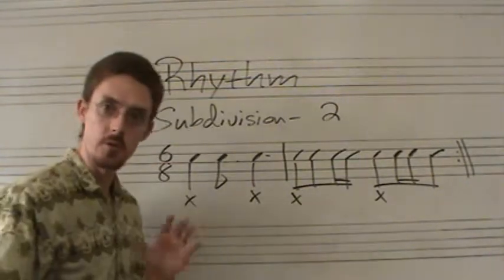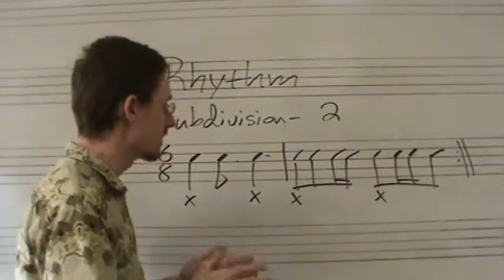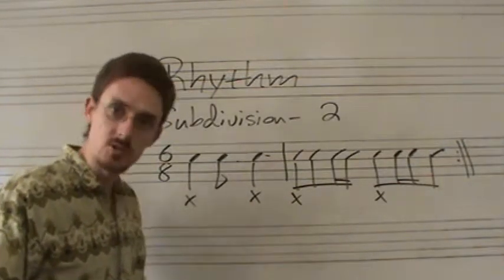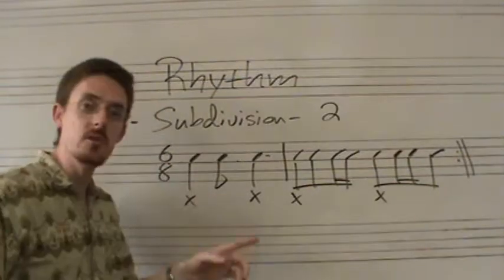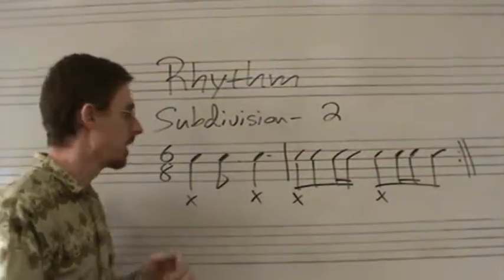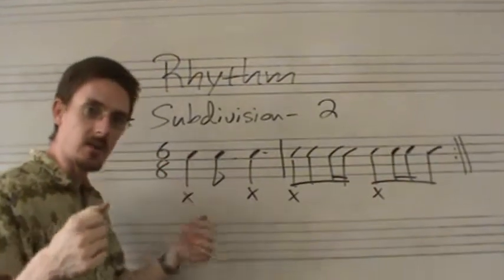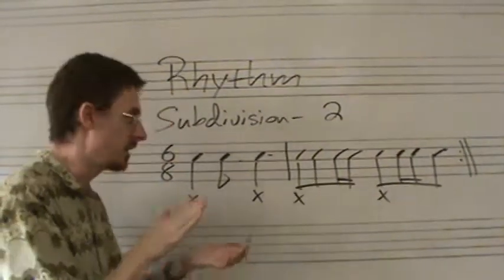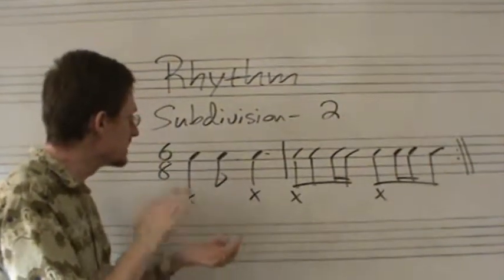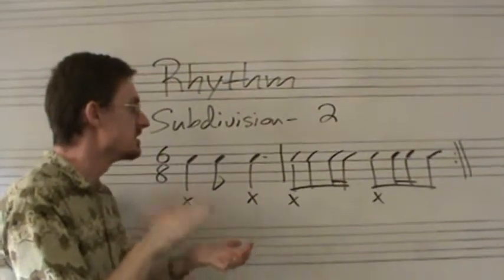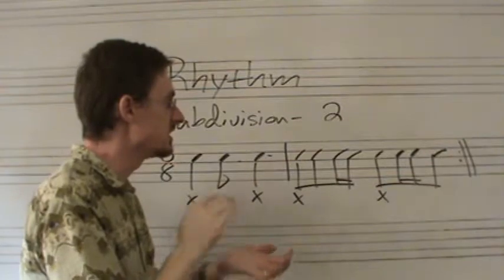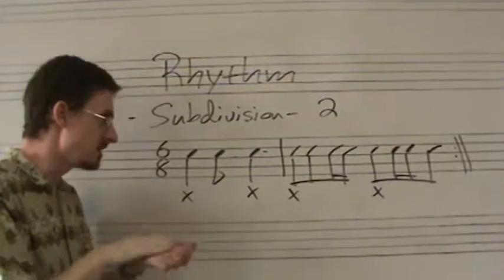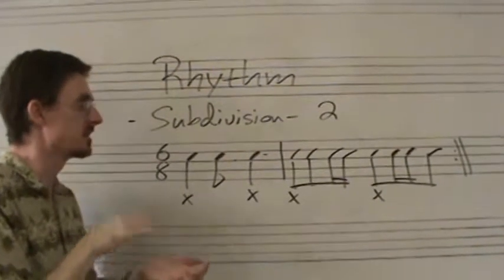Let me perform this one for you, and then I'll tell you how to subdivide. Well, to count into this, of course, we need to double subdivide. What we did in simple meter was 1-e-and 2-e-and, and here's how we do it in compound meter. 1-e-and 2-e-and 1-e-and 2-e-and, ta, ta, ticky, ta, ticky, ta, ta, ta, ta, ta, ta, ticky, ta, ticky, ta.